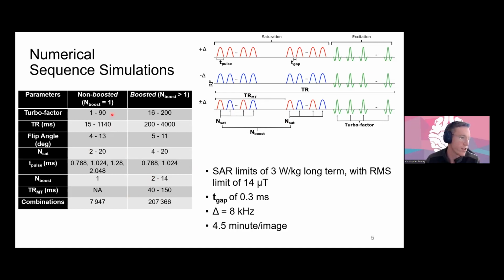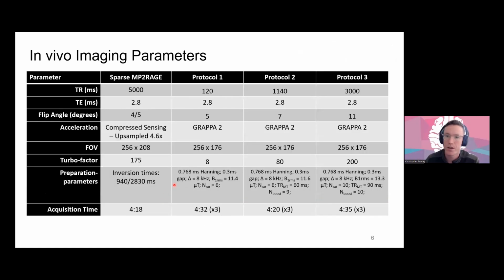Of importance, because we left everything open, this led to almost 8,000 different sequence parameters that could be used for a non-boosted approach compared to over 200,000 with a boosted approach. So quite a few options if we left it quite open.